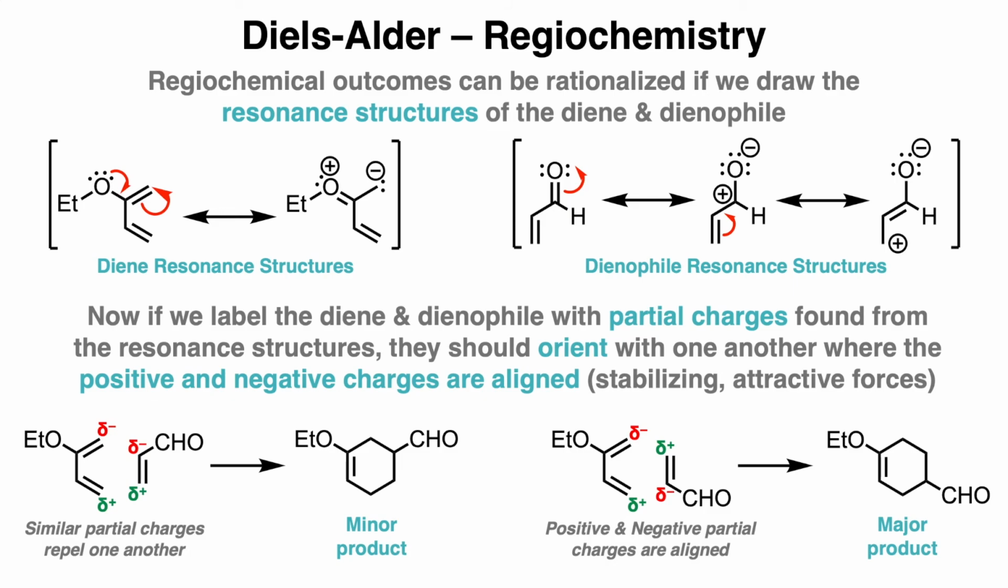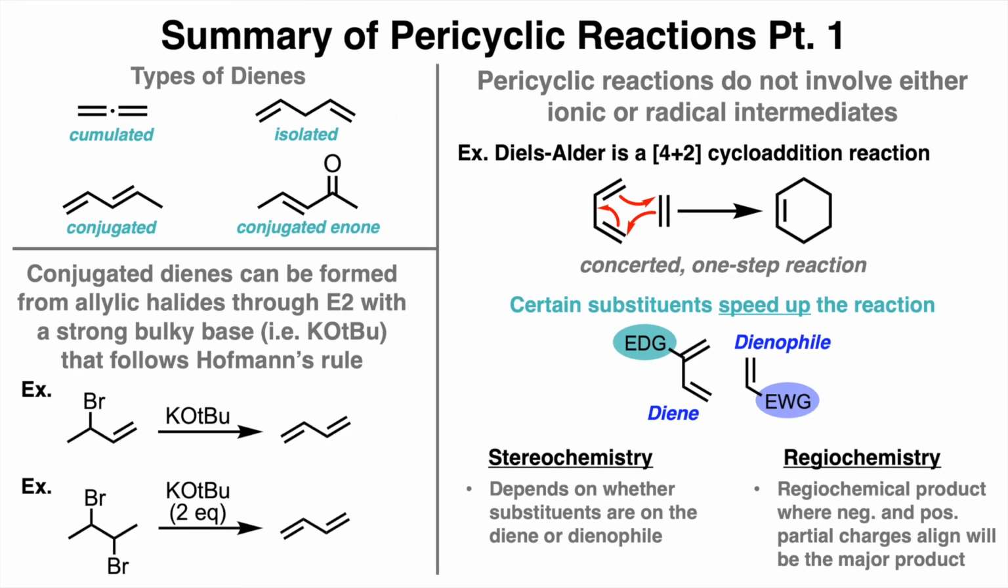So in conclusion, there are 4 different types of dienes, but conjugated dienes are the most commonly used in pericyclic reactions. Conjugated dienes can be formed from allylic halides by using an elimination reaction. And lastly, you learned about the Diels-Alder reaction, which is a 4+2 cycloaddition reaction. Its mechanism is concerted, and its rate could increase if there are certain substituents attached to the diene or dienophile. And the product's stereochemistry depends on substituent placement, and its regiochemistry will depend on the alignment of partial charges found through resonance.